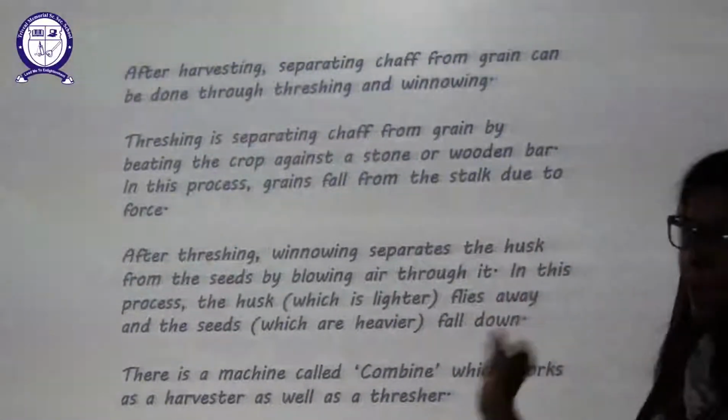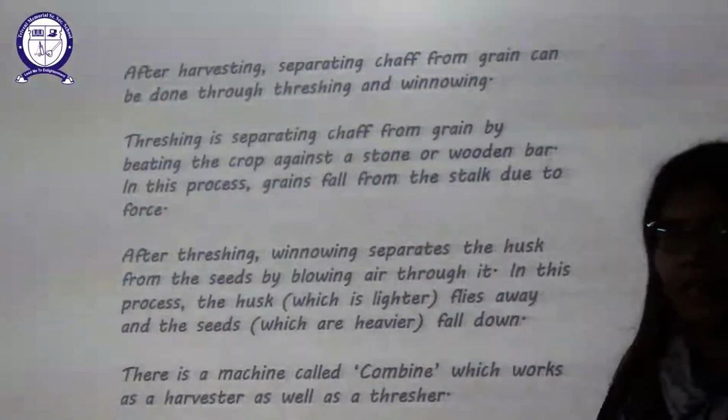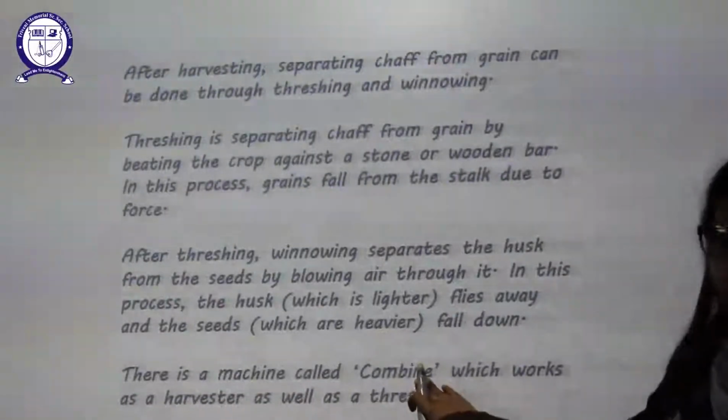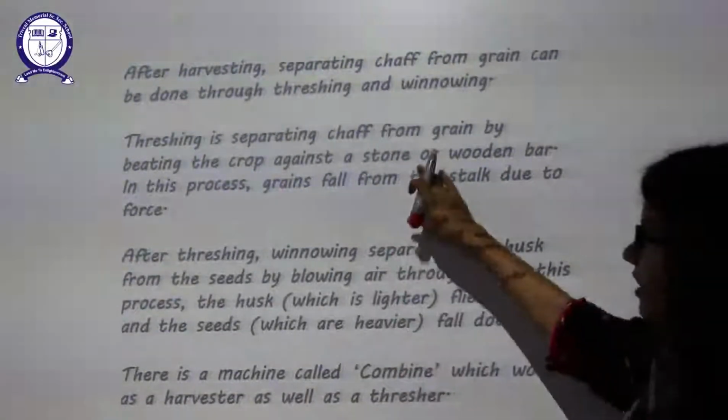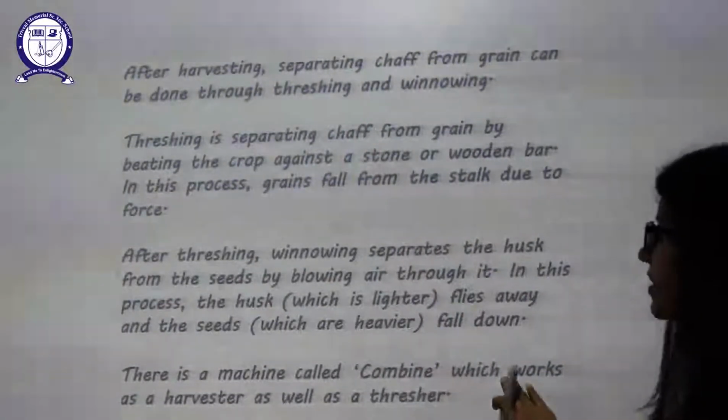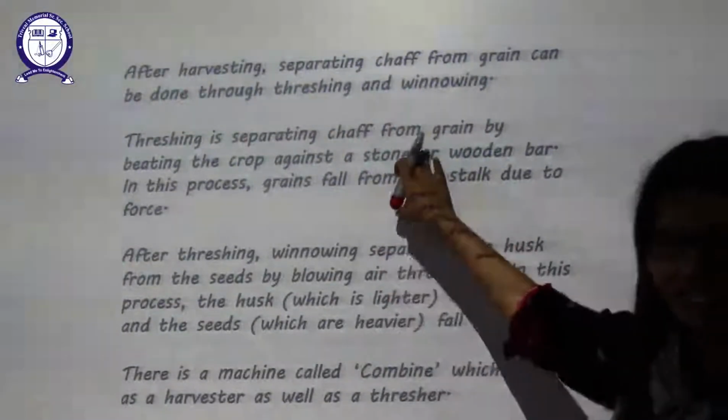The husk will be blown away with the wind and you will get your grain. Now there is a machine called a combine, which does not require the manual removal of these two things. It is known as a combine because it includes both of these, threshing and winnowing.